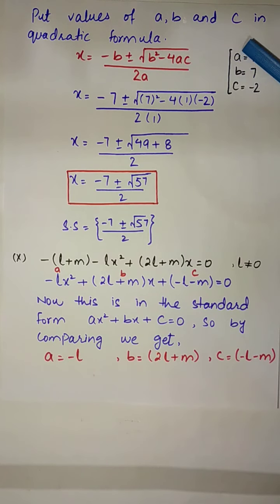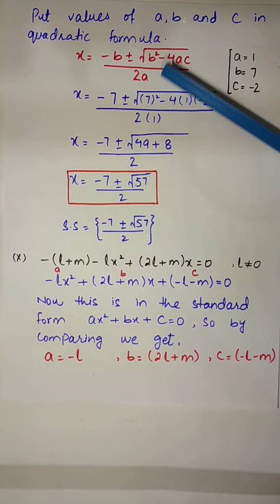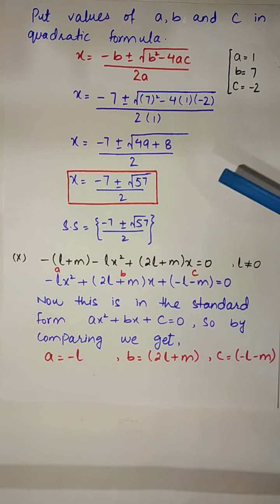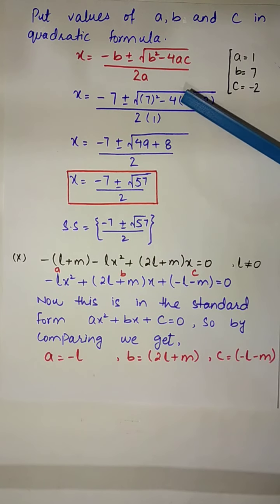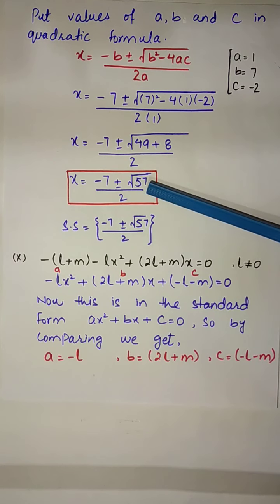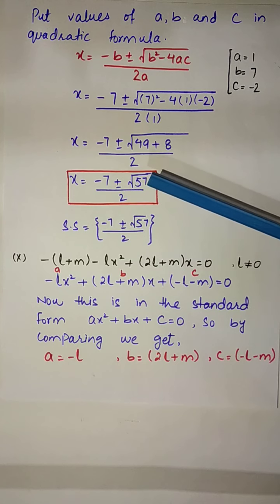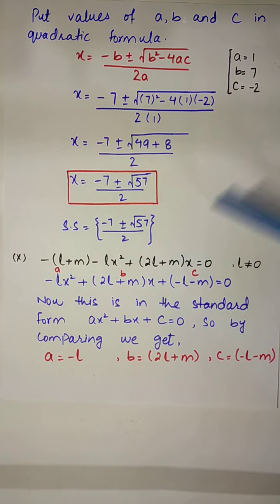A is equal to 1, b is 7 and c is minus 2. So we will put all these three values in the given formula. Minus 7 plus minus 7 square minus 4 into 1 into minus 2 by 2 into 1. After solving this step, we get minus 7 plus minus 7 square is 49, minus minus plus 4 into 2 is 8. So 49 plus 8 becomes 57, and this becomes minus 7 plus minus under root of 57 by 2. This is the final answer of x, and now we have to write this answer in the solution set. That becomes minus 7 plus minus under root of 57 by 2.